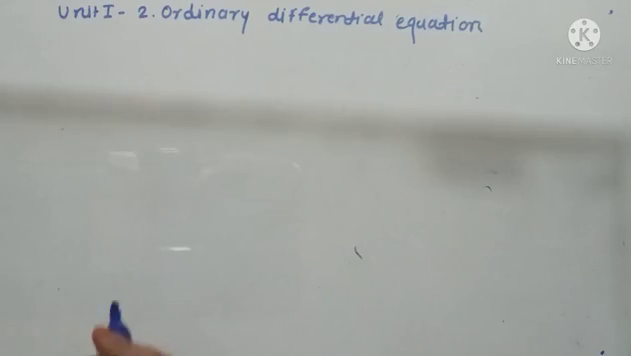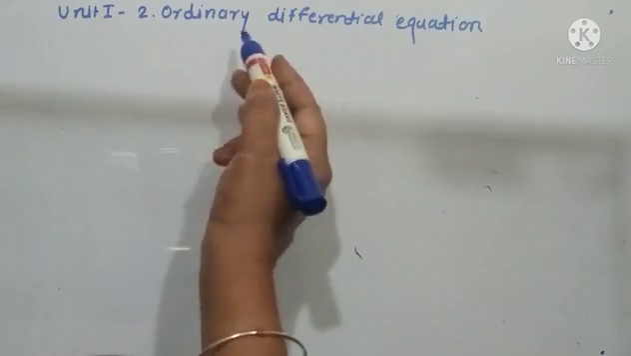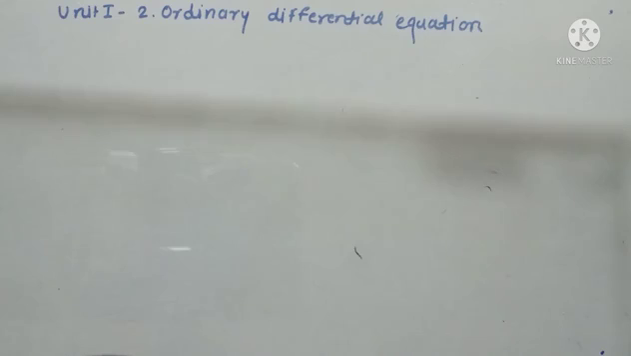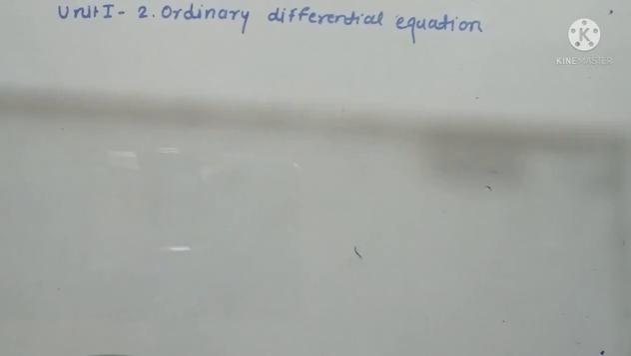Now let us start with the second part in unit 1, which is ordinary differential equations. So the first part was vectors and the second part is ordinary differential equations. So let us see what is meant by an ordinary differential equation.